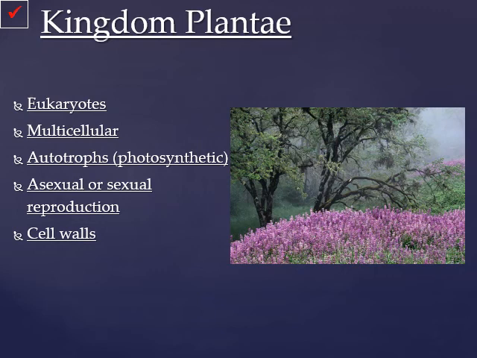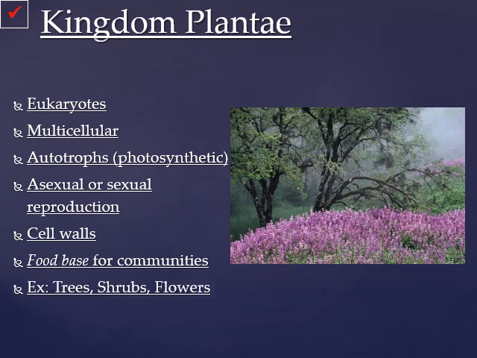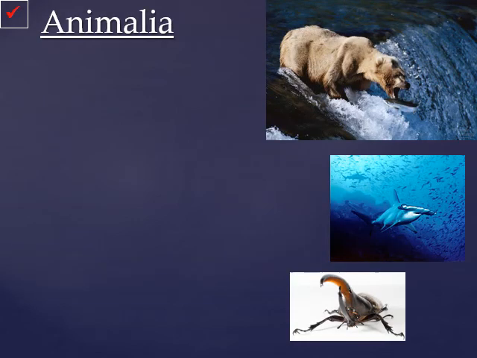They can reproduce sexually or asexually, so sexually with the use of pollination, or asexually, self-fertilization. A key characteristic is these organisms all contain cell walls, which give them a lot of protection and help prevent the loss of water, but kind of restrict movement a little bit. And they are often the first base or the first level of food for communities. Some examples include trees, shrubbery, and flowers.